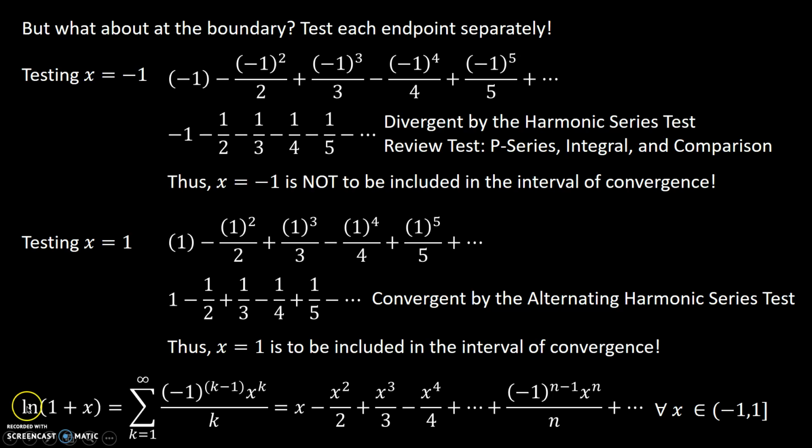Therefore, putting it all together, we have a function, natural log of 1 plus x, that is represented as a power series that has all of the powers divided by the powers in the denominator. And we are not going to include -1, but we are going to include 1 on our boundary, our interval.